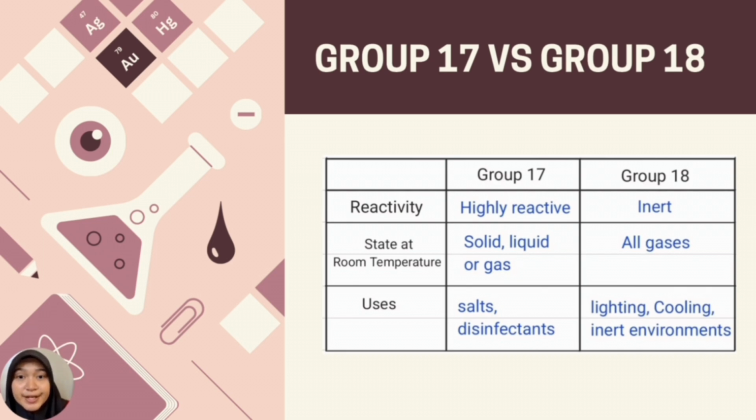This difference arises from their electronic configuration, with halogens seeking to complete their valence shells and noble gases already having a full valence shell.